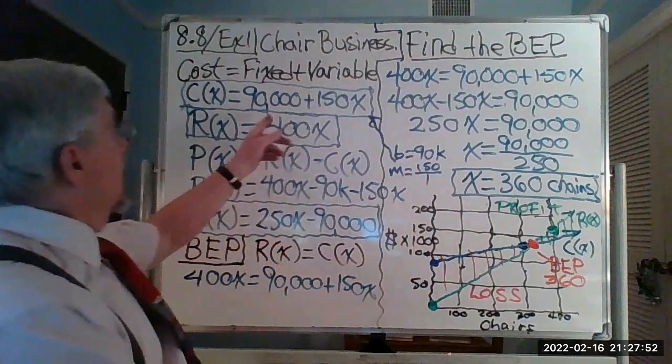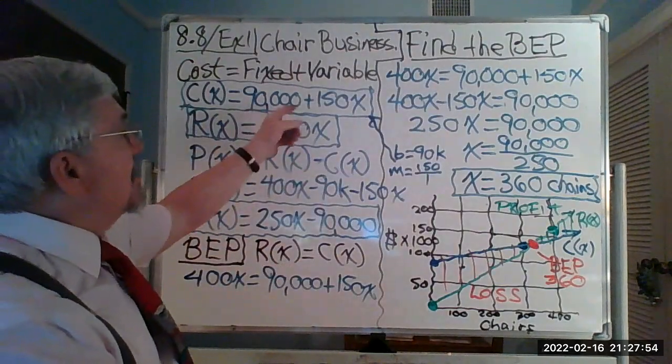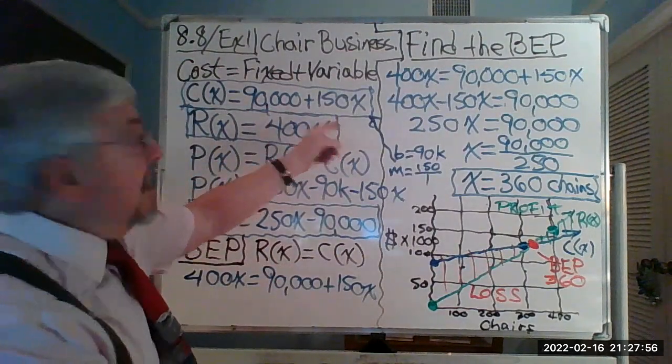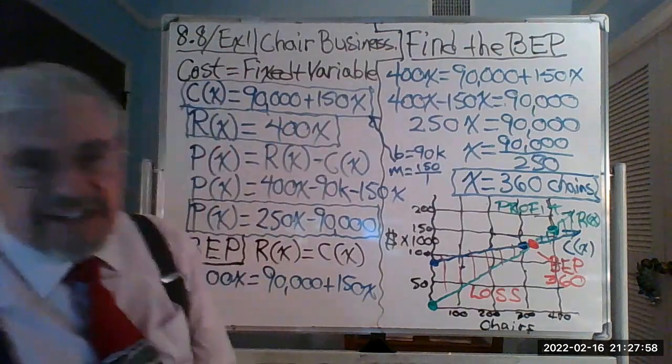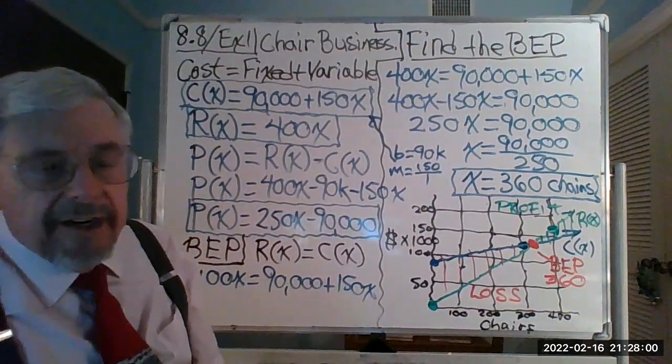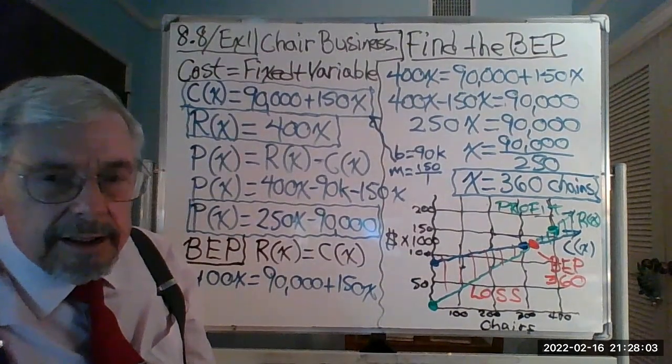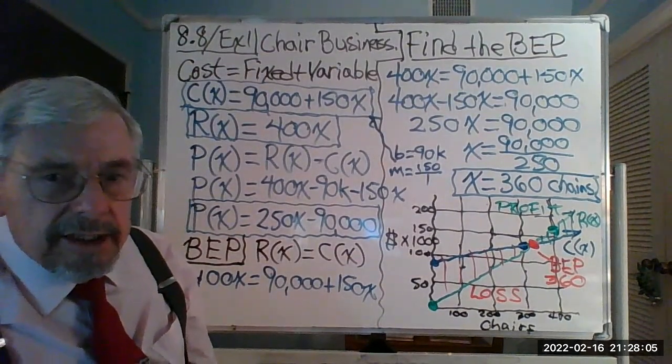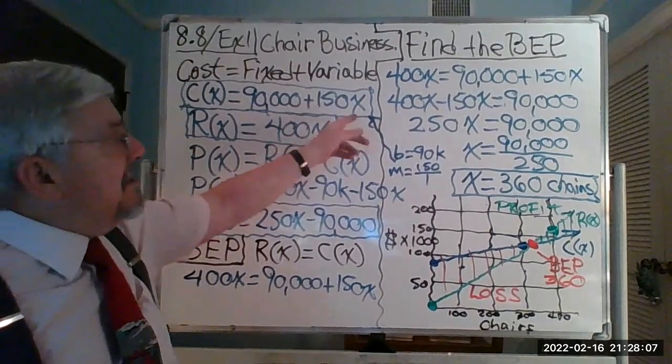Right here. So the cost function is the fixed cost plus the variable cost right there. The variable cost is how much it costs to make each chair. So it said $150 per chair. So it's 90,000 plus 150 times X. And how'd you get that on the graph there? What'd you say? You took 150 over 1.